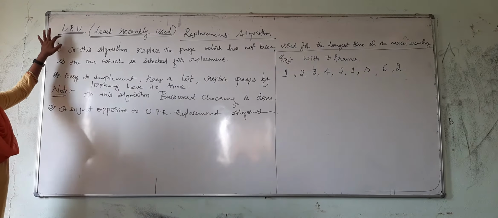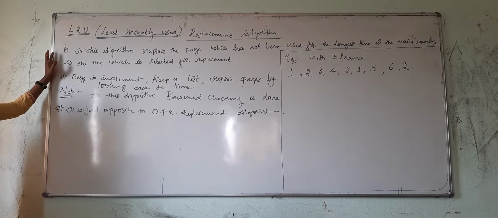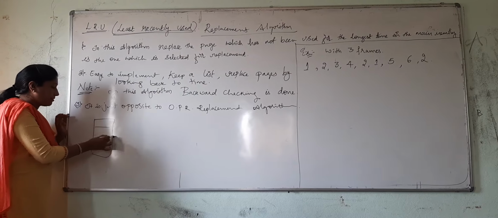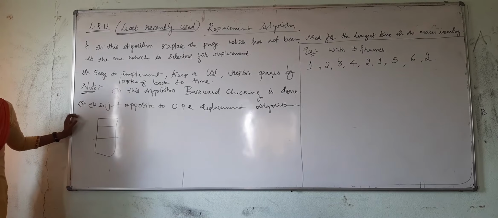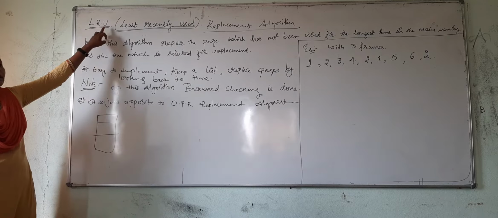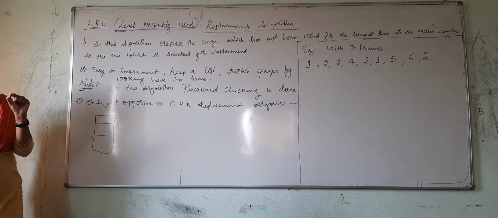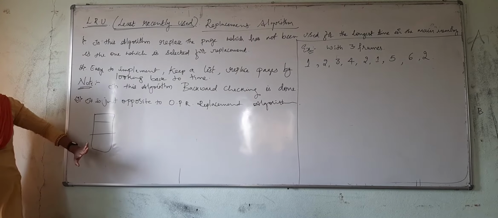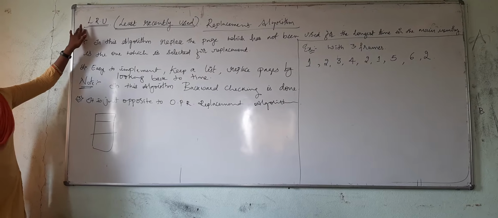So this algorithm is basically working where we are going to replace the page from the memory which is least used. As the name itself indicates, LRU stands for least recently used. We are going to replace the page which has been used less number of times in the main memory. This is what an LRU is.